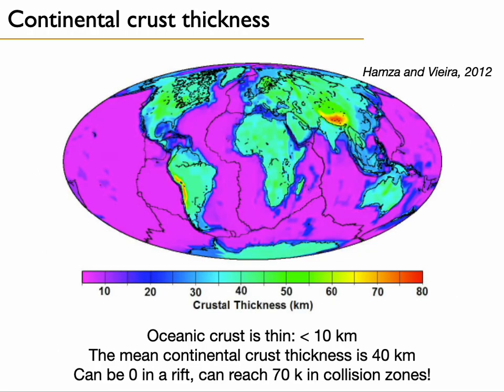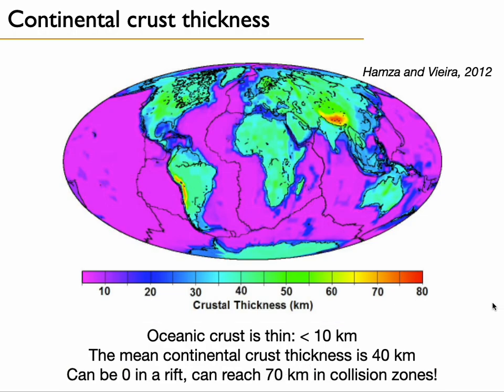Now the continental crust has also a very different thickness. So in the oceans, the crust is usually thin, less than 10 kilometers, but on continents, the mean continental crust is 40 kilometers thick. In the rifts, it can be 0 if it's fully necked, but it can also reach 70 kilometers in collision zones. So you see, for example, in the Tibet.